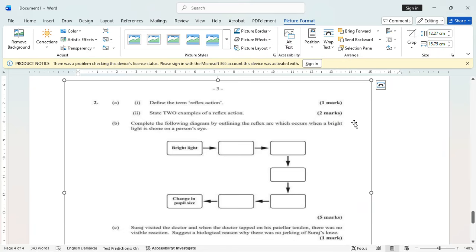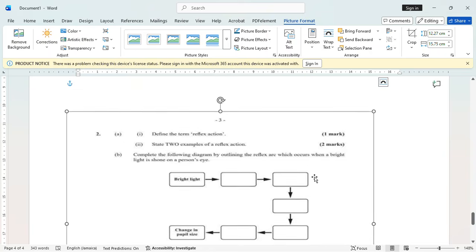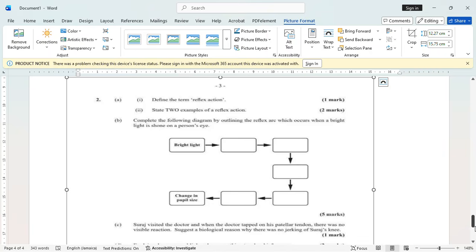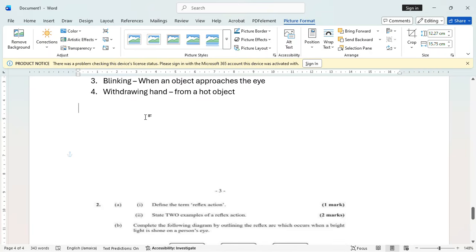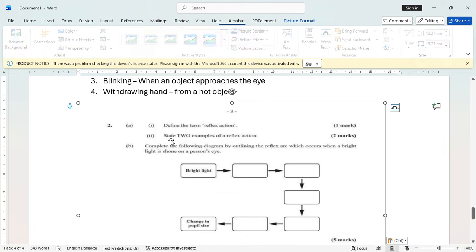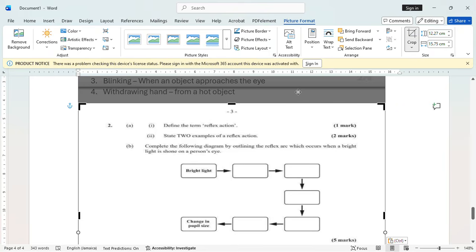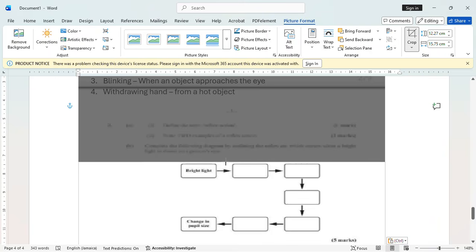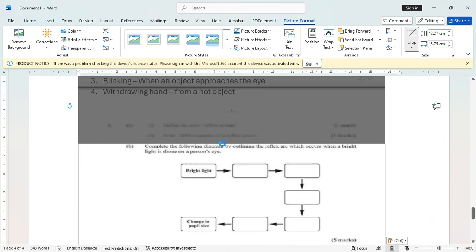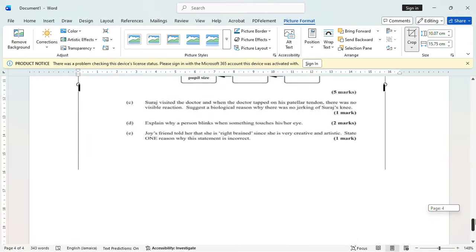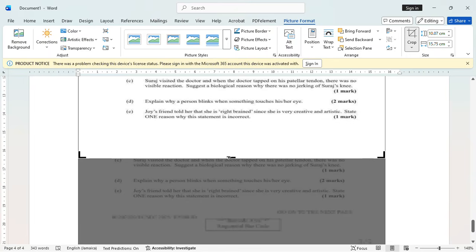So it says complete the following diagram by outlining the reflex arc which occurs when a bright light is shone on a person's eye. I was going to cut it down a little bit, kind of just narrate down to this. So we can just deal with this part.